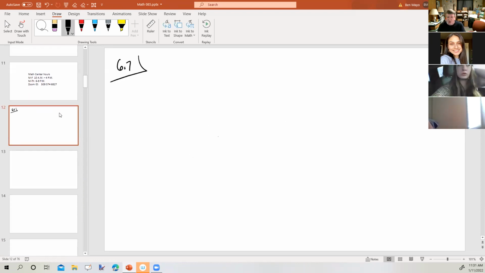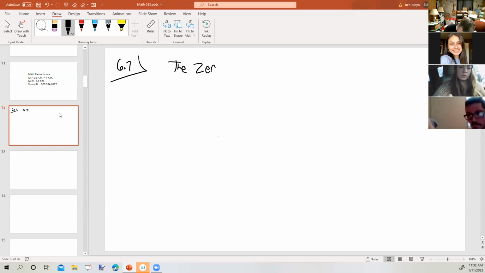6.7, here we go. We have gone over how to solve first degree equations by putting the variable on one side of the equation and a constant on the other side of the equation through various steps. We're going to start looking at how to solve equations of higher degree, second, third, fourth, fifth, etc. degree equations. And to do that, we're going to start with something called the zero factor property.